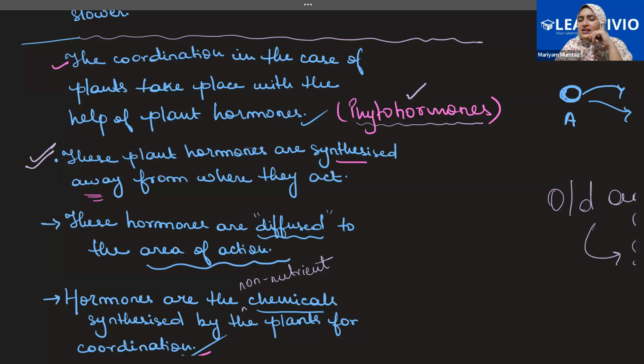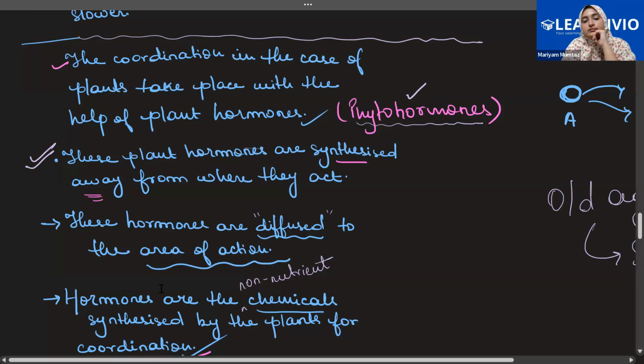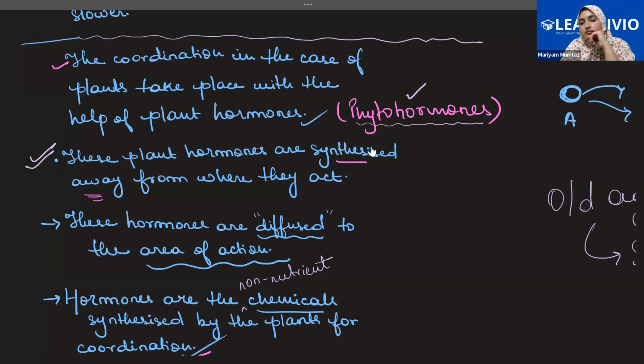Always remember, in the majority of cases, plant hormones are synthesized away from where they are supposed to act. Just like our growth hormone is synthesized in which gland? Students, where is the growth hormone synthesized in our body? It is released from where? Pituitary. So it gets synthesized and secreted from there, but then it acts on our bones and muscles, and helps us to grow. Plant hormones, just like that, are synthesized away from wherever they are supposed to act.